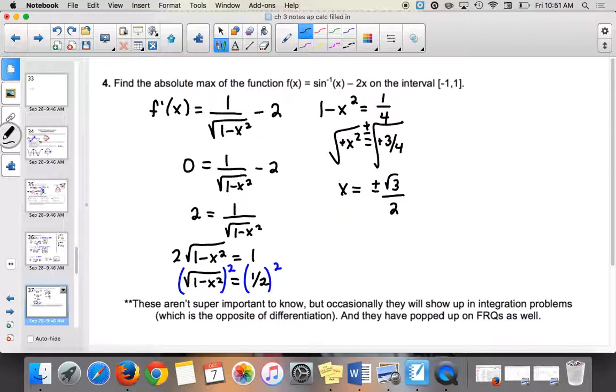Those are what we call critical values. So something is happening there. The derivative is equal to 0 there. Okay, but we don't know if those are maximums or if they're minimums. One could be a max, one could be a min. They both could be maximum. There could be weird things going on. All right, so let's figure it out.